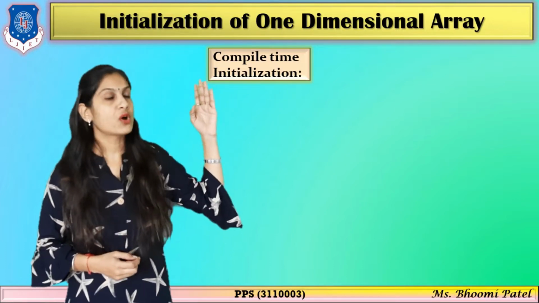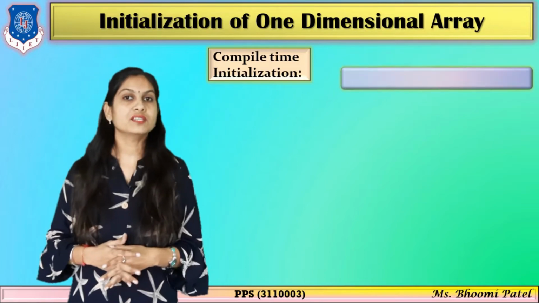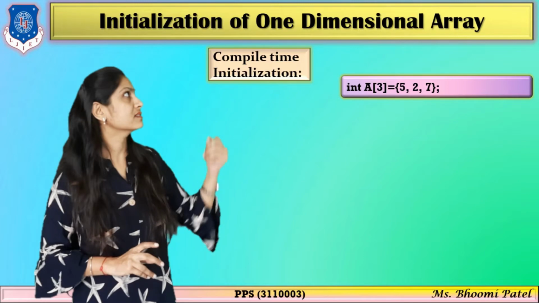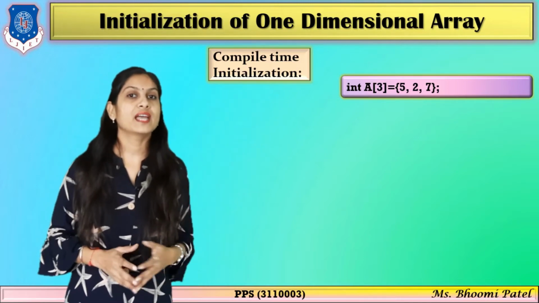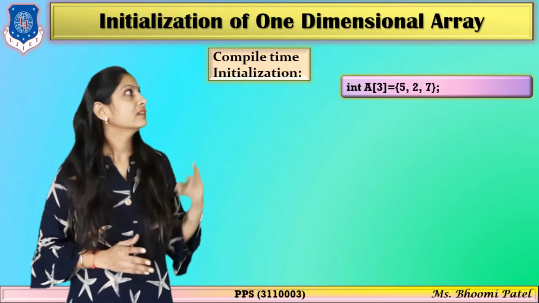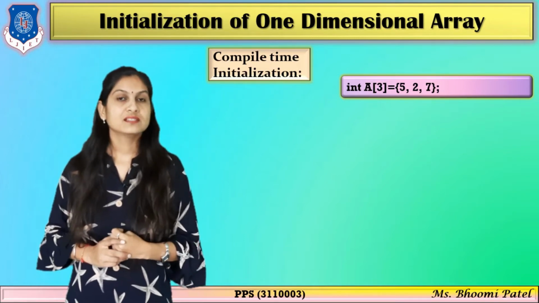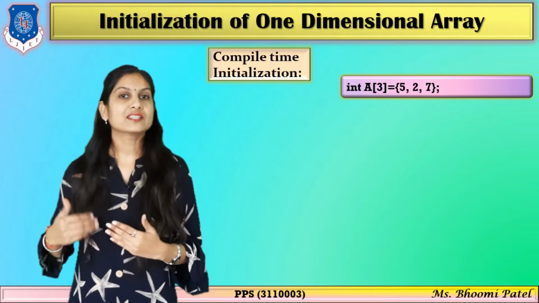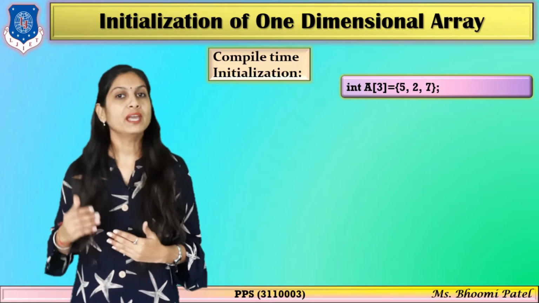Now how is it possible using compile time initialization? For that we have to use the declaration part, the same as int a[3] equal to the list of values. Suppose here 3 values we have to insert, just like 5, 2, 7. So during our execution the array elements will be fixed.